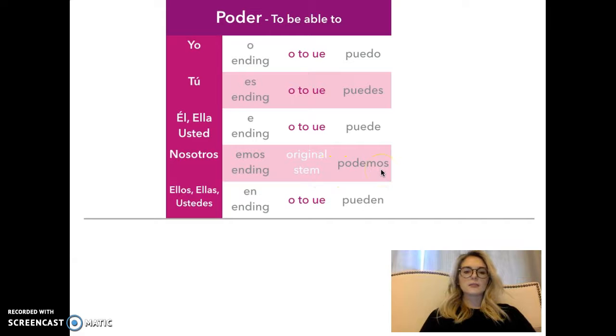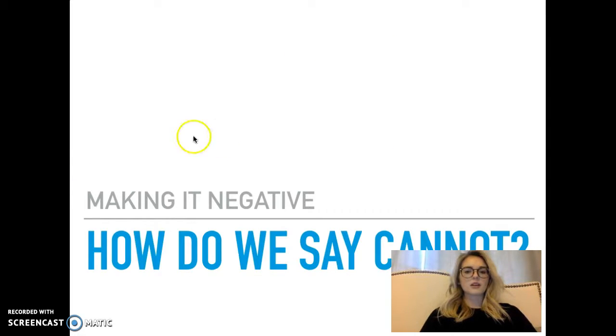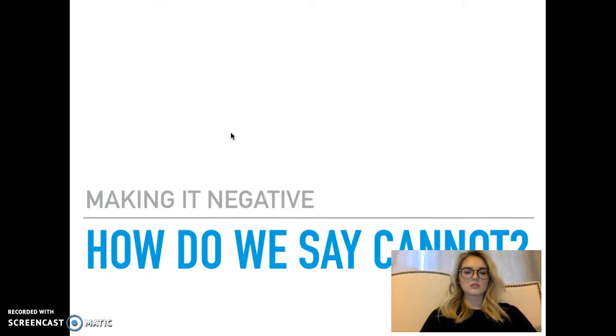If you have note of this, you can refer back to it easily, and that would be good because this word, having this stem change, there's a lot of verbs that follow this same or a very similar pattern, so it will be useful to come back to that quickly. Okay, so if poder is to be able to, then how do we say that we cannot? How do we say that we're unable to do something?